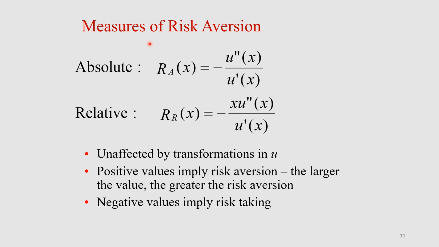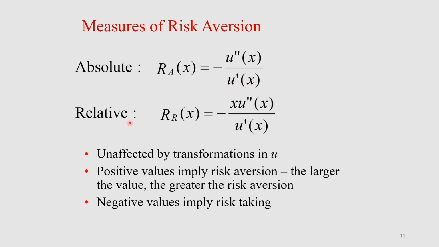We also have two very important measures of risk aversion. The absolute measure of risk aversion, which we denote as r subscript a, is a function of x. Remember, x is income or wealth. We prefer to use wealth because it makes a bit more sense. The absolute risk aversion coefficient is the negative of the second derivative of the utility function divided by the first derivative of the utility function, where this is the marginal utility.